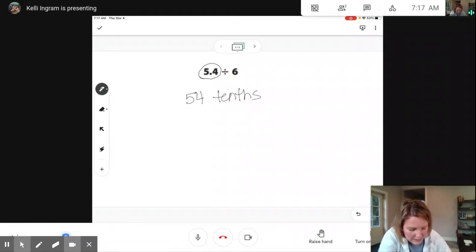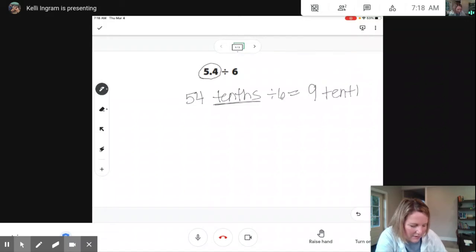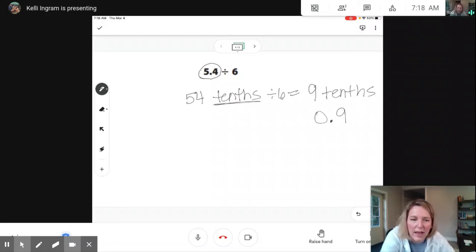So 54 tenths divided by 6. Well, 54 divided by 6 is, pause, do it. There we go. Welcome back. All right, I hope we got it. It is 9. And then because my label here is tenths, it's going to be 9 tenths, which we also know we can write like this. Okay, that is strategy number one.